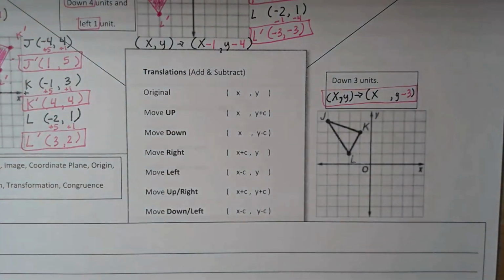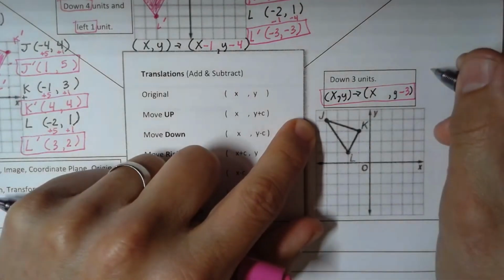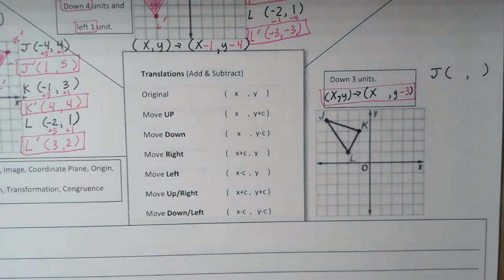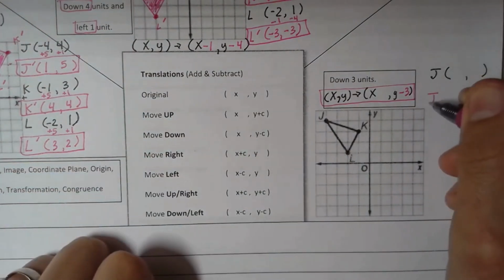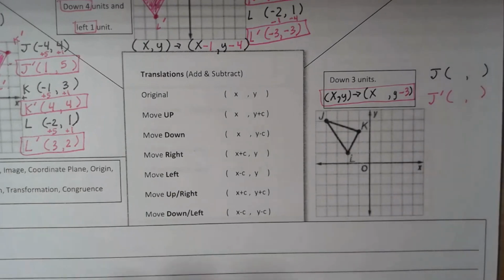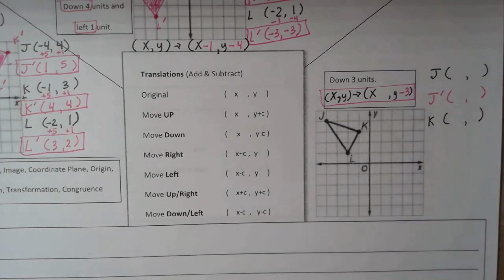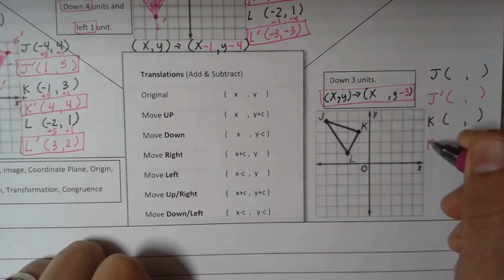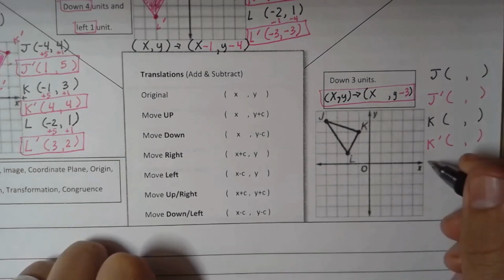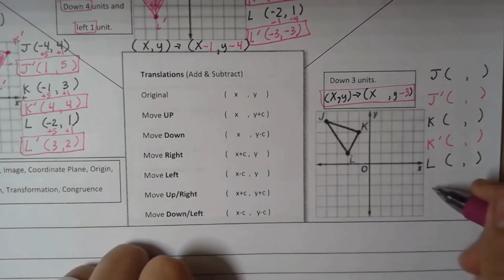So with that being said, let's write our ordered pairs and see what happened here. So I have J, then we're going to have J prime. We have K, and we have K prime. And then we have L, and we have L prime.